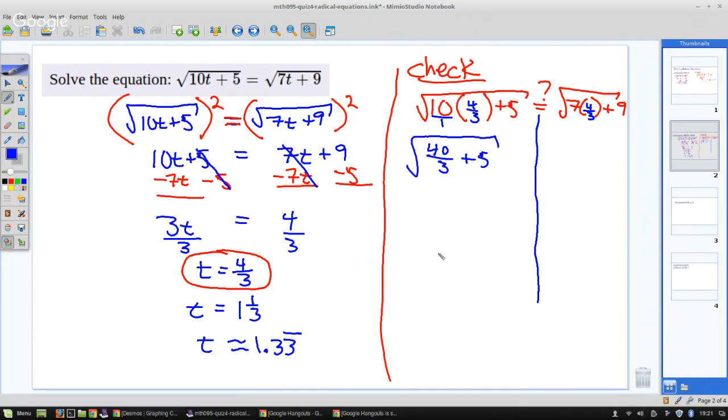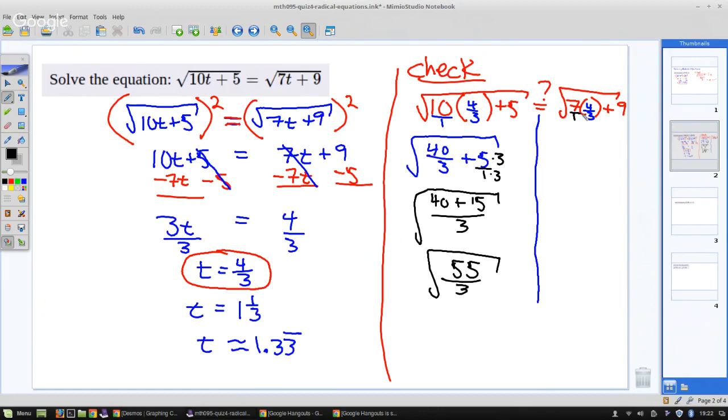So I usually just work with one side till I'm done. Need a common denominator. So call that 5 over 1. Multiply top and bottom by 3 to match this denominator. That gives me 40 and 15 over 3 inside the square root. So what's that? 55 thirds inside the square root. And there's not much more I can do with this without a calculator. So I'm going to see what happens on the other side.